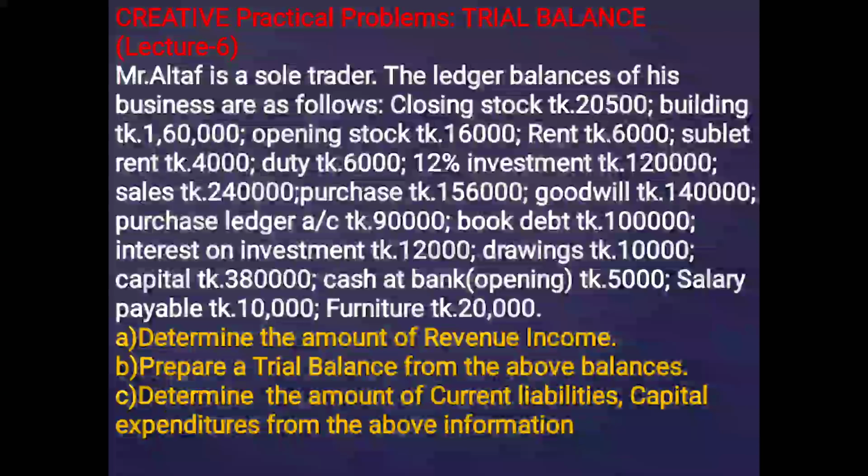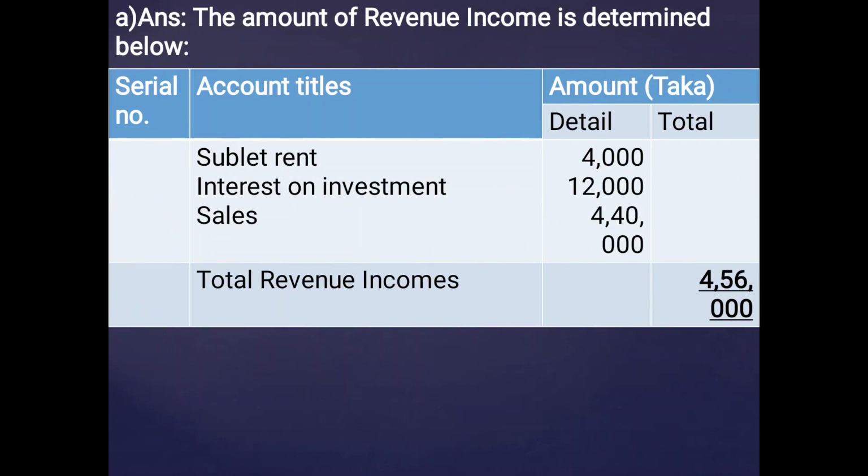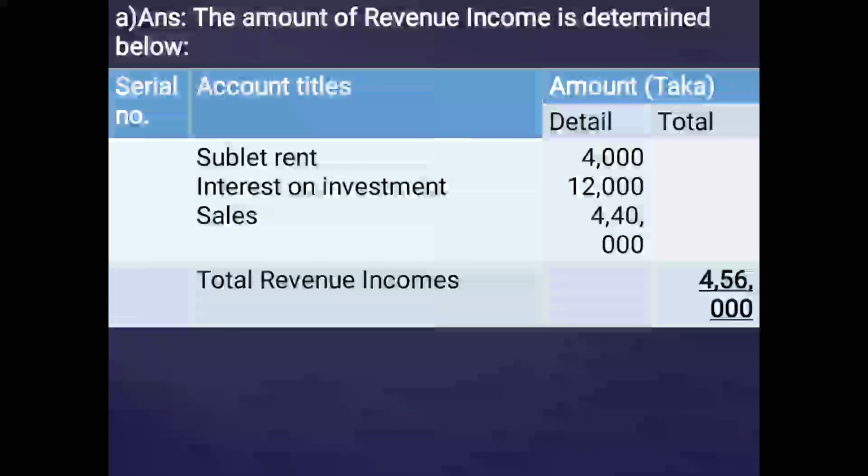Dear learners, now we can go for solving the requirements. Requirement A, the first one: you have to draw the format for revenue income, determining the amount, with serial number, account title, amount in taka, detail and total. Dear students, you are watching the requirement A in my slide. The amount of revenue income is determined below.